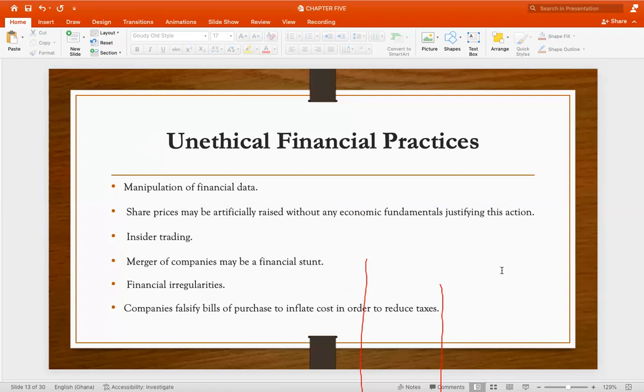Other areas of financial practice which are unethical include share prices that may be artificially raised without any economic fundamentals justifying that action. Just raising the share price without any corresponding trigger.